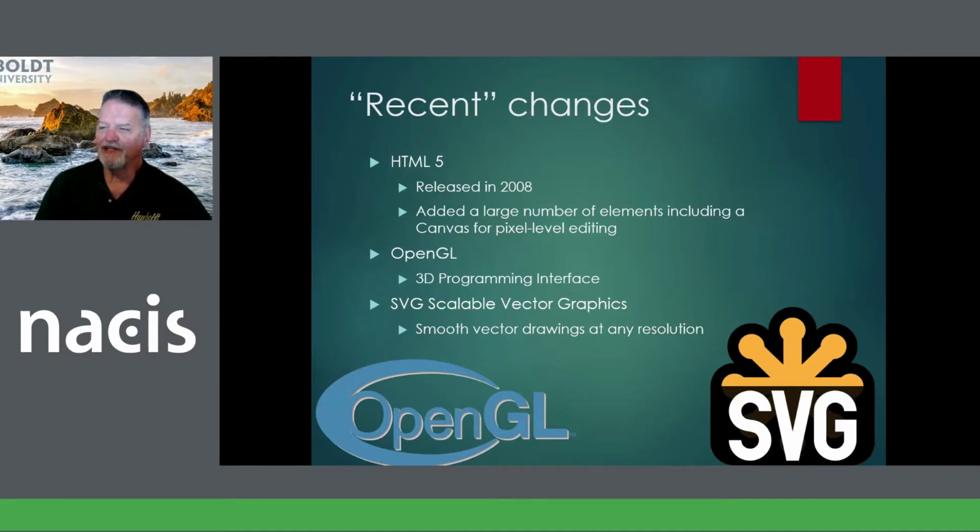All right, there's some recent changes that are really exciting on the web, and I have recent in quotes because these were so big. We are still figuring out what to do with them and still getting toolkits that are helping us to work with these technologies. HTML5 was a huge release of new types of elements for HTML pages, including a canvas object, which is what CanvasMap is named after, for pixel level editing. OpenGL is a 3D programming interface, allows us to do 3D models inside of the web. And then SVG, or scalable vector graphics, allows us to do smooth, high resolution vector drawings at any resolution.